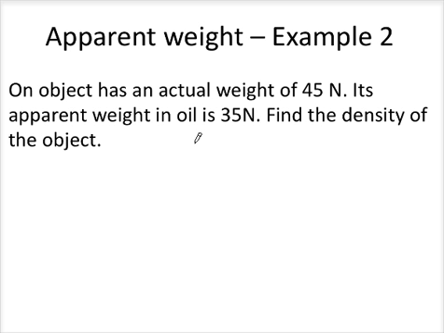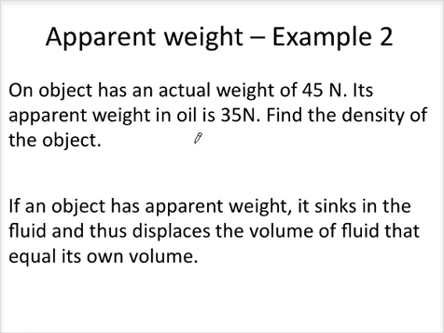In this case, we have an object measuring 45 newtons when it's in the air, so that's the actual weight. And then when it's weighed in oil, the weight appears to be 35 newtons. We need to find the density of the object. This resembles your lab. In your lab, you're measuring the actual weight in the air, and then you measure the apparent weight in water. In this case, this is oil. But the technique and the steps are identical.